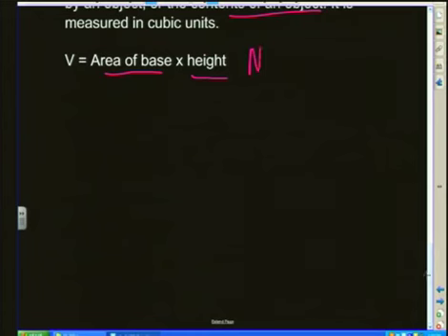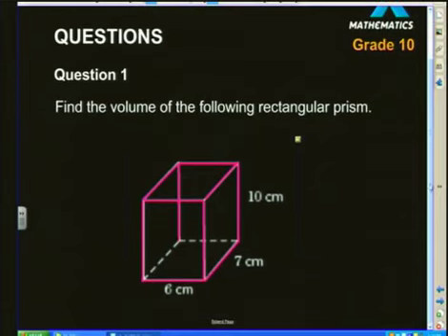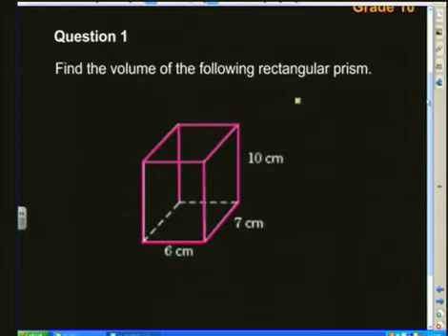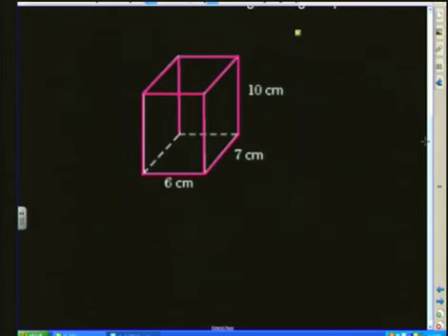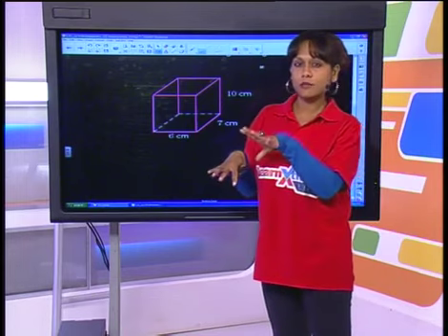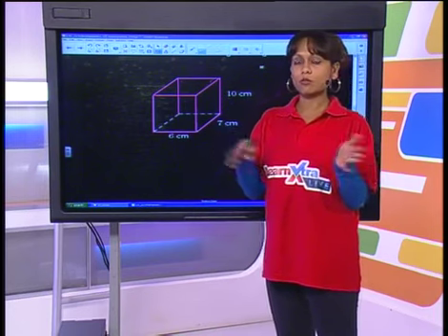Remember this formula. The best way to remember is to obviously practice, right? So with our first question for today, we are asked to find the volume of this rectangular prism. Remember, it's rectangular, which means the base of this shape is a rectangle. That's why it's called a rectangular prism. If it was a circular base, it would be called a cylinder. If it was a square base, it would be called a cube.